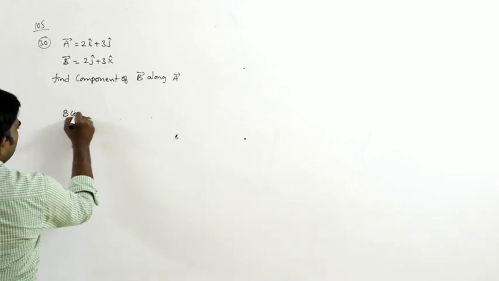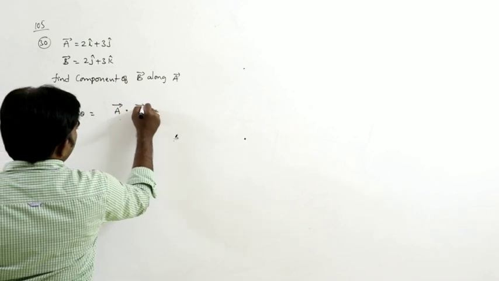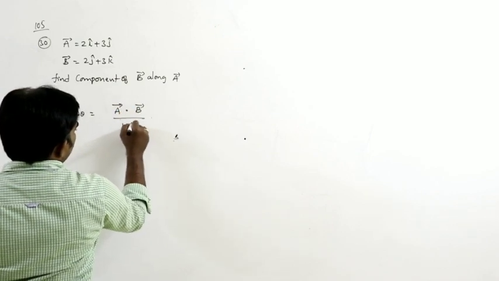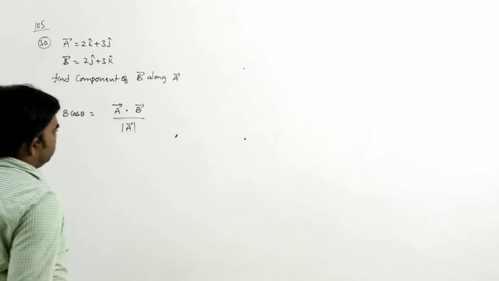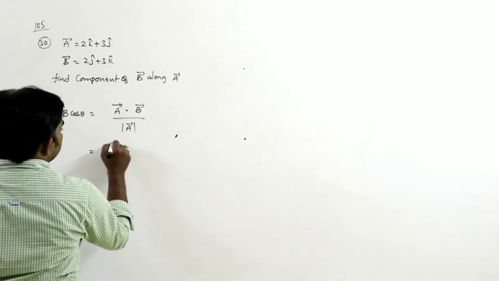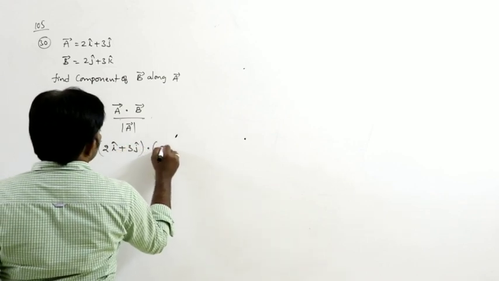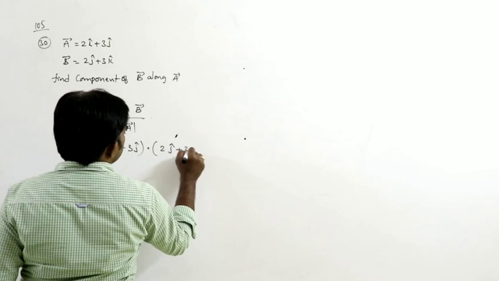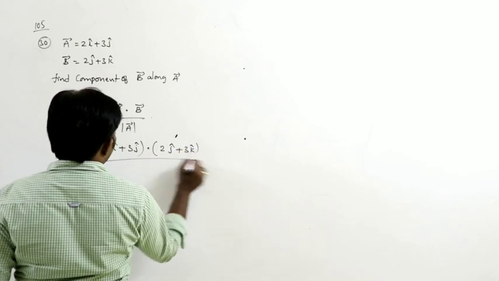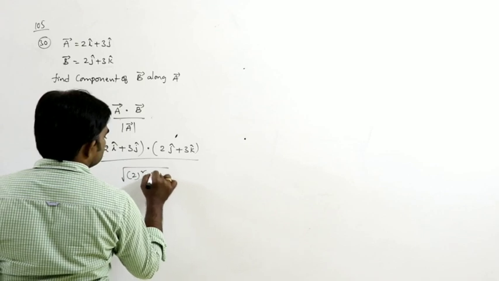B cos theta can be written as a bar dot b bar divided by modulus of a. So a bar is 2i plus 3j, dot b bar is 2j plus 3k, divided by modulus of a bar, square root of 2 square plus 3 square.